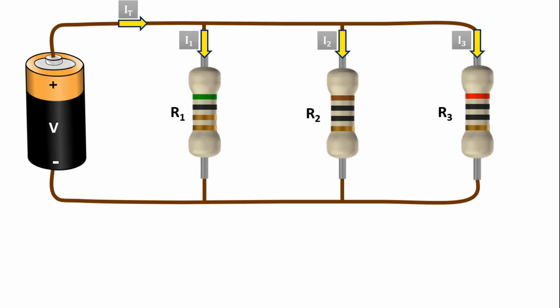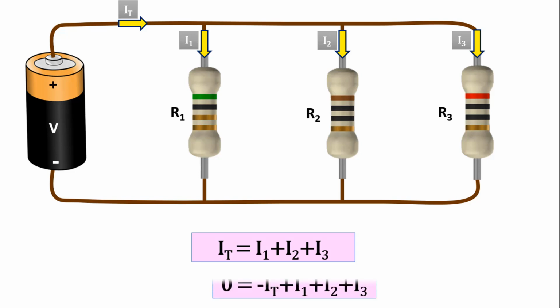According to this law, the sum of the currents coming to a point is equal to the sum of the outgoing currents. There is only one current coming from the source here. We have shown this current as IT, the total current. Hence, IT will be I1 plus I2 plus I3. If we move IT to the right side of the equation, it will be negative IT plus I1 plus I2 plus I3 equals 0.